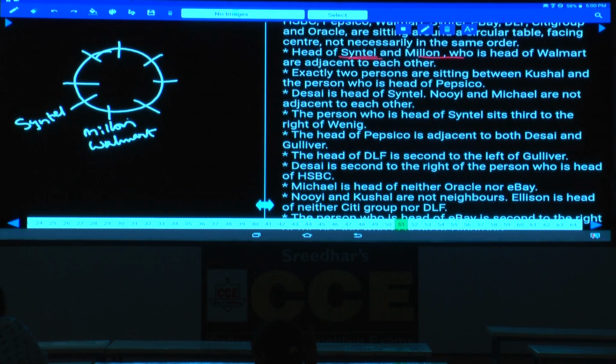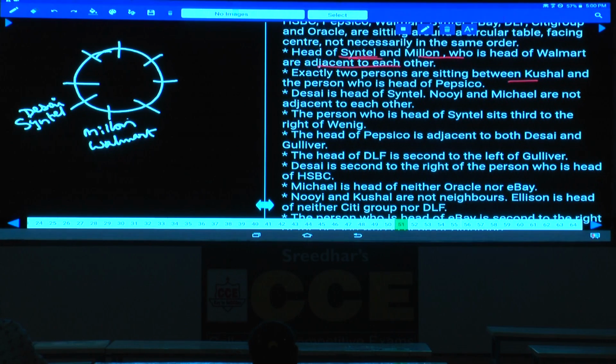The next one: exactly 2 persons are seated between Kushal and the head of Pepsi. Kushal and the head of Pepsi, there must be exactly 2 persons, and Desai is the head of Sintel. Now information clearly given regarding this Desai.